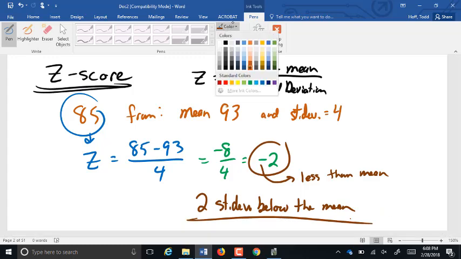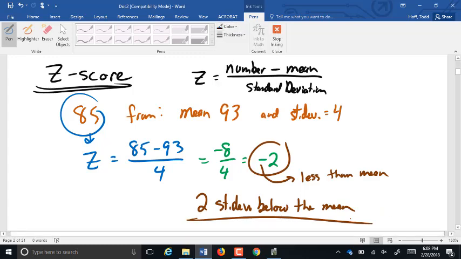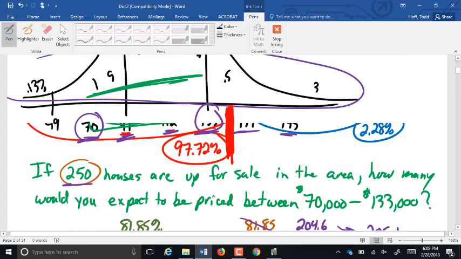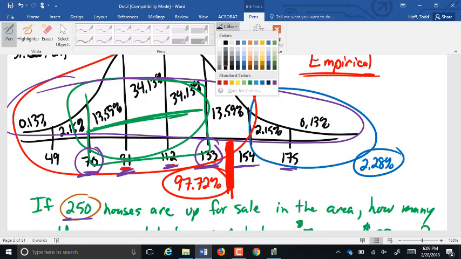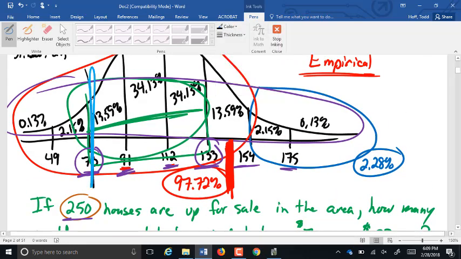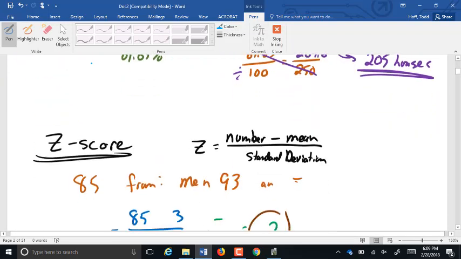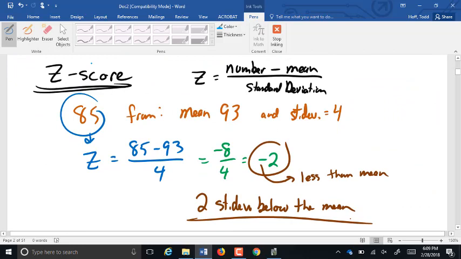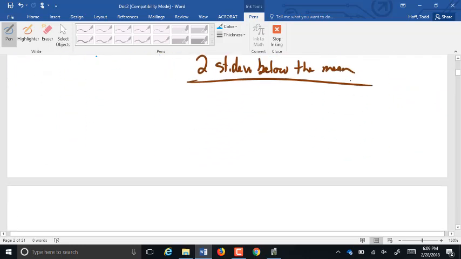Well, why is that good information to have? Well, we could take that back up to our bell curve up here again and say, okay, 2 standard deviations below the mean, that's right in here. And we could look at those percents. But the z-score is really more powerful in comparing two things from different populations. For example, many of you had to take placement tests to come in here. Let's say you took a math test and an English test.